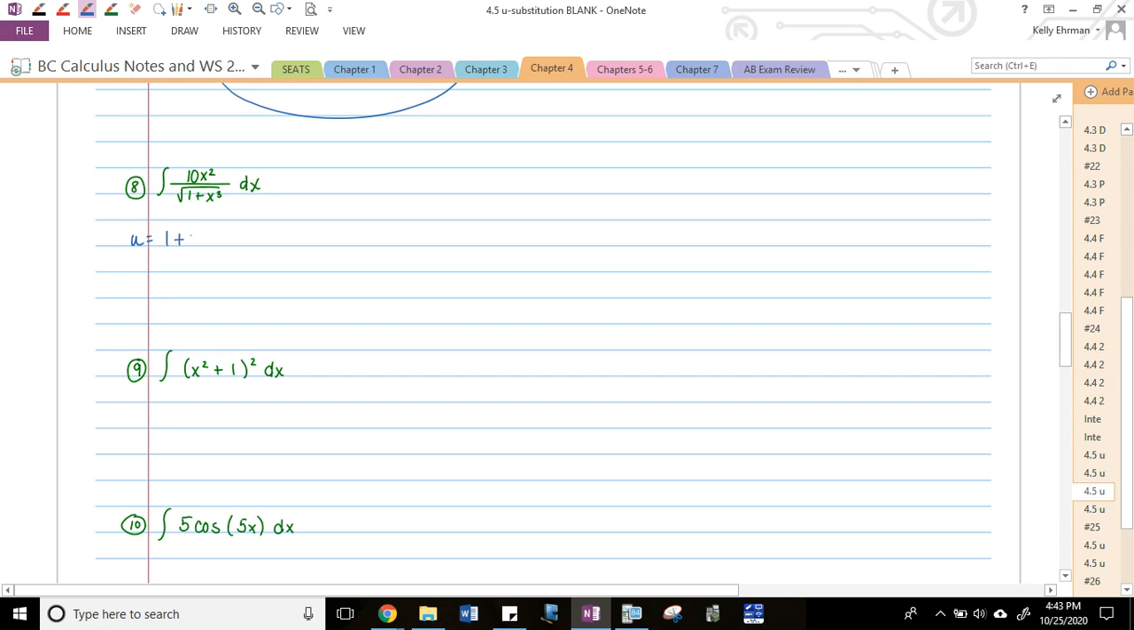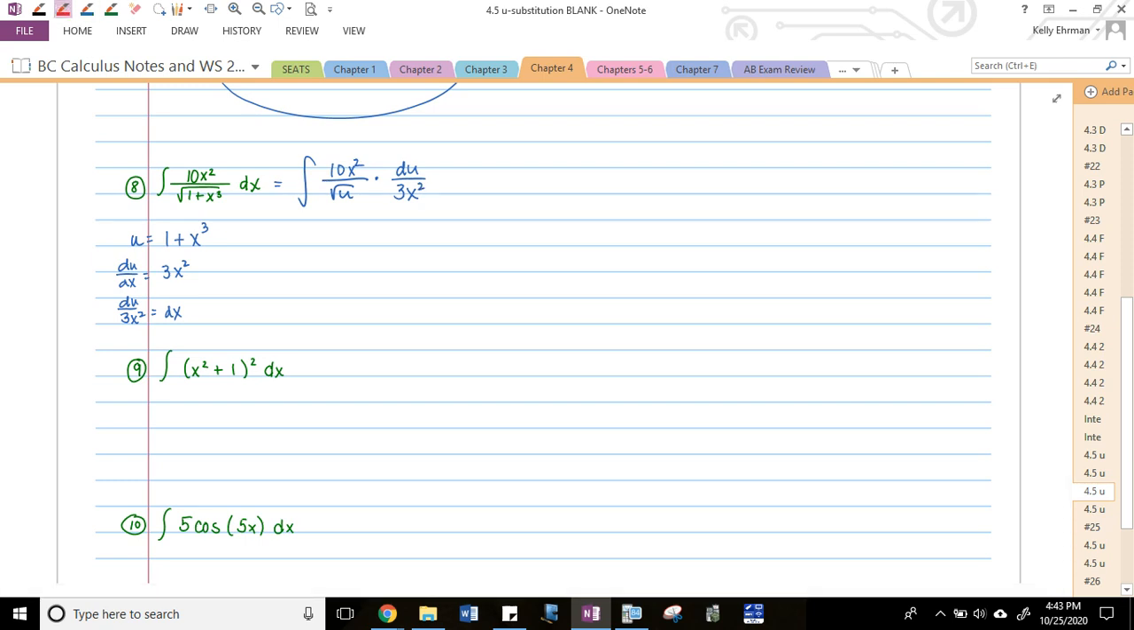U is going to be 1 plus x to the third. Du dx is going to be 3x squared. Solve for dx. Du divided by 3x squared is dx. And then sub in what we know. We have the integral of 10x squared divided by square root of u. And then dx is going to be du divided by 3x squared.